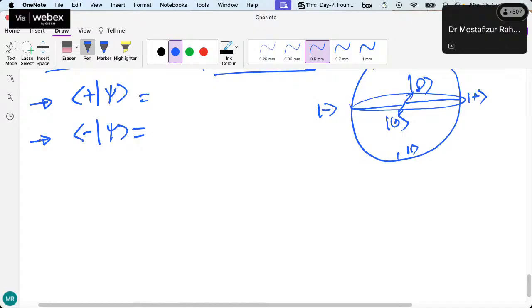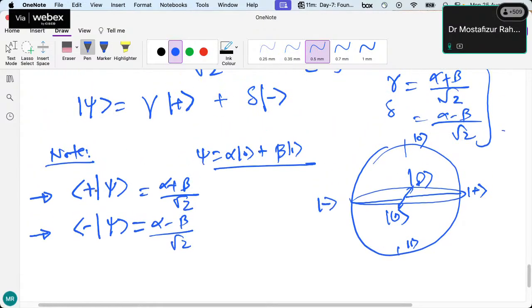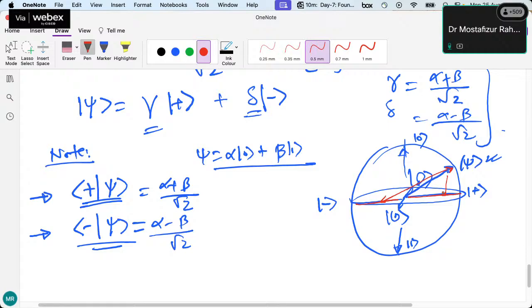Perfect. So the dot product between plus and the psi state will be alpha plus beta by square root 2, and this will be alpha minus beta by square root 2. Just as I have written here, and these are exactly the gamma and delta. Because earlier your quantum state was Ket psi, right? So that time you were representing this information with the help of plus state, 0 state and 1 state. Now you want to represent this information using this state and this state. So hence you need to project this vector onto these two particular lines, right?